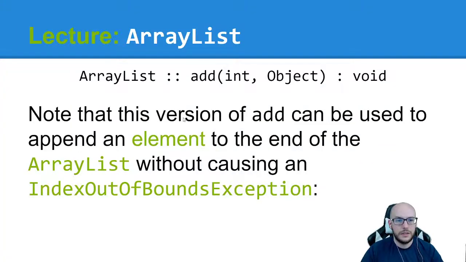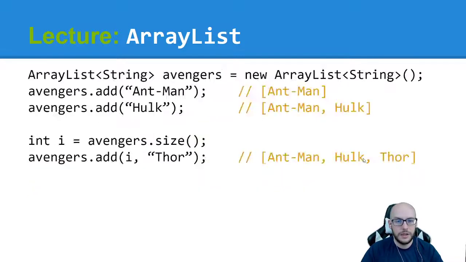Note that this version of add can be used to append an element to the end of the array list without causing an index out of bounds exception. Here is something that's a little bit weird. I have Avengers, we've added Ant-Man, we've added Hulk. Just for clarity, this could be reduced to just one line, but I'm going to pull the size out of Avengers. At this point, size is 2, right? I have 2 elements in there. I'm going to add Thor at index 2, right? 0, 1, 2 doesn't exist.